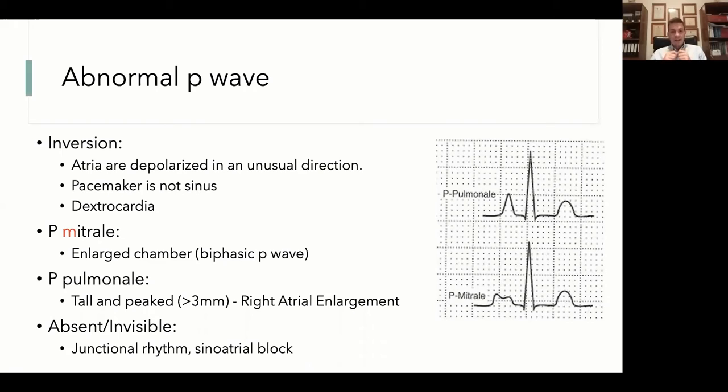Now, P mitrale, and I have the M here in red because it's biphasic. It looks like an M. So this is an indication of enlarged chambers, with an enlarged and longer P wave.